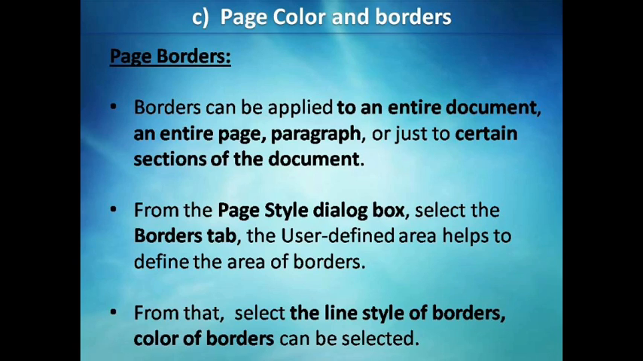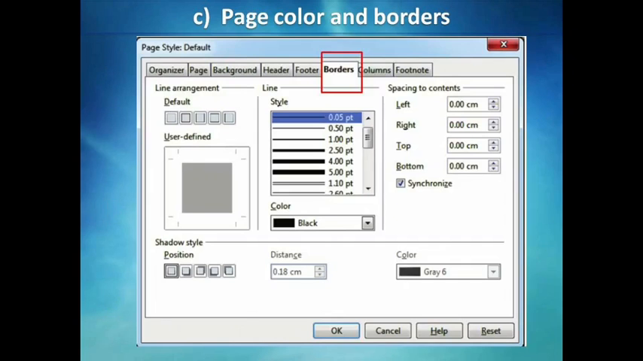So we may apply border for 4 margins, that is for 4 sides, or we can also apply border to any one of the 4 sides. To do that, select the line style of the border and the color of the border from the drop down menu. Look at the picture. There are various options available for applying borders.